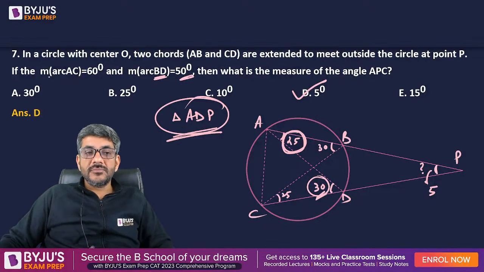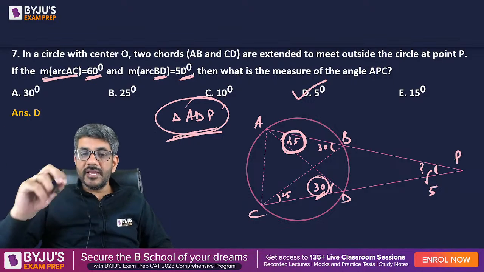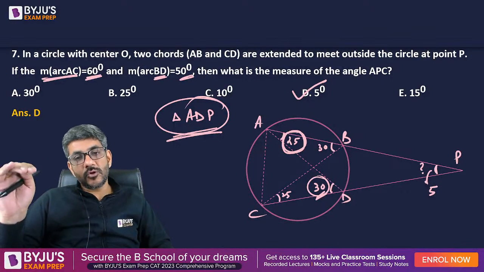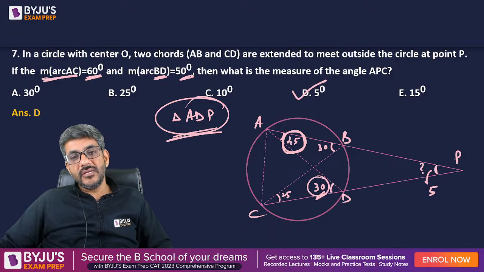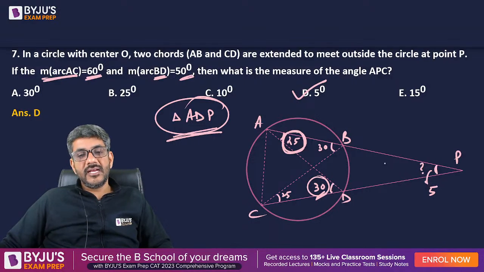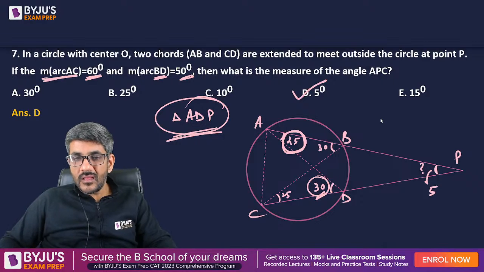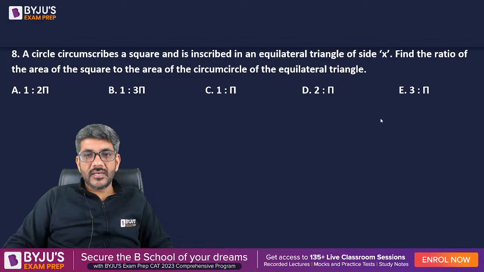Basically the property is measure of arc AC 60, matlab AC makes 60 at the center, so AC will make 30 at the circumference. Similarly BD will make 25 at the circumference, and this exterior angle of 30 becomes 25 plus 5. By that logic we are getting the right answer for this question. चलिए जी, that was question number 7. I'm sure you got it now. आगे बढ़ते हैं question number 8 की तरफ.